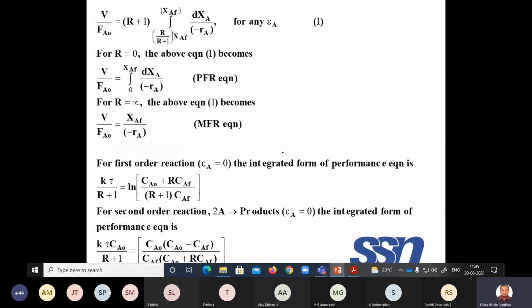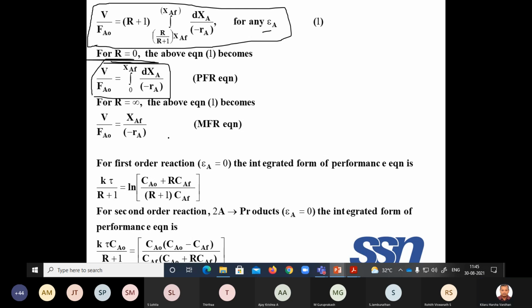And this particular thing, let it be this equation. V by FA naught is this, right? So what I am asking you is, this is for any epsilon A. When you substitute R is 0, you are left with this particular thing. When R tends to infinity, you are getting this expression. I am asking you, from this equation, how do you get this equation? So that's up to you. You come out with a good answer.